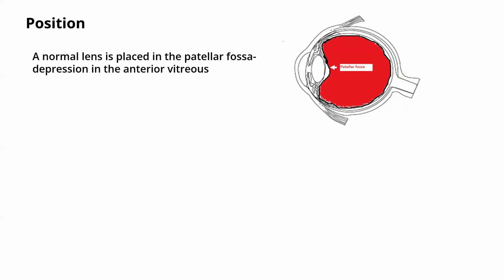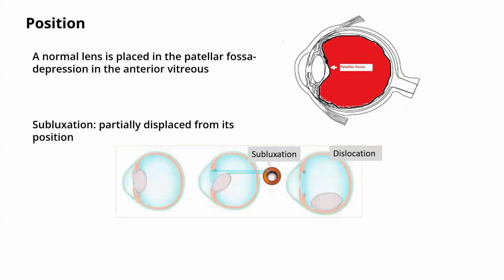Now, if the lens is displaced from this patellar fossa, partially or completely, we call it subluxation or dislocation respectively. If it is partially displaced, part of it is still in the patellar fossa but it is not sitting in the center, we call it subluxation. If it is completely displaced from the patellar fossa, we call it dislocation.